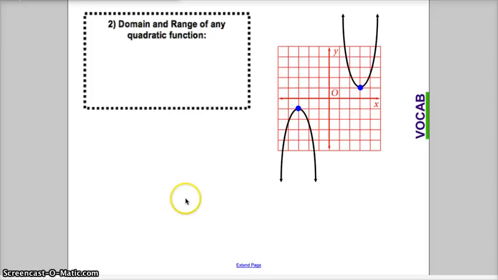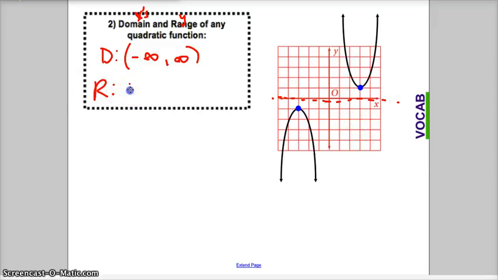Domain and range. Domain are all of the x values that make an equation true, and range are all of the y values. The domain for any quadratic function is from negative infinity to infinity. And this is because we can put in any value along the x-axis to make this equation true. However, for range, it's going to depend on the vertex. Whenever we write domain and range, we have a tendency of using interval notation.